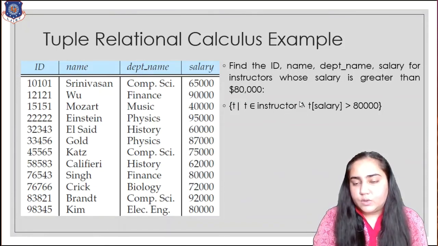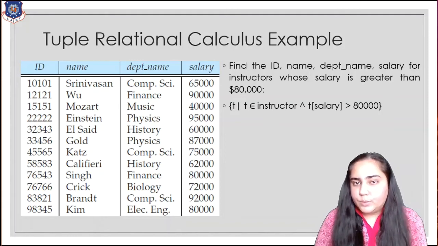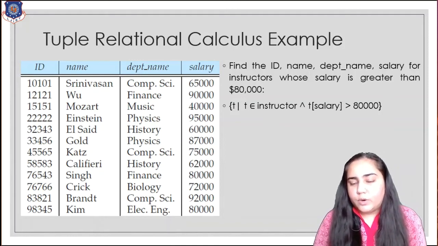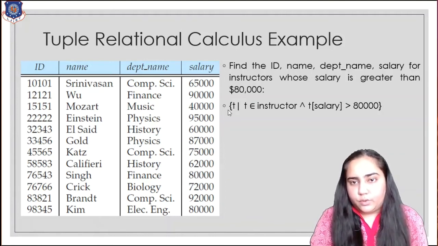And this symbol right here you're familiar with because we were using it in relational algebra. This symbol means and. So T belongs to instructor and T, and then in box brackets, salary, which means we are talking about the salary attribute of T. And then we are putting the condition that this is greater than 80,000. Notice that there is no mention of columns in this because this is a tuple relational calculus. It does not work on the basis of columns, and plus we are actually trying to get all the columns. There are 4 columns and we are trying to get all 4.